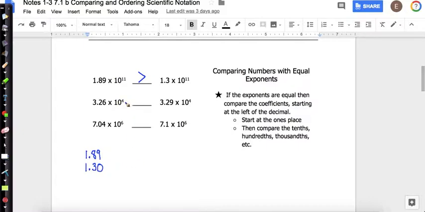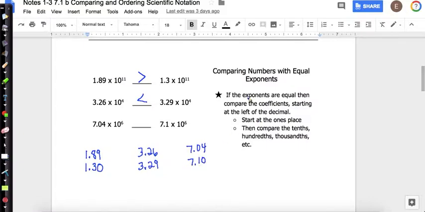The next one, once again, the exponents are the same, so line them up. 3 and 26 hundredths, 3 and 29 hundredths. And how does 3 and 26 compare to 3 and 29 hundredths? It's less than. And the last one, same exponent once again. So we line them up. Don't forget to add a 0 here.